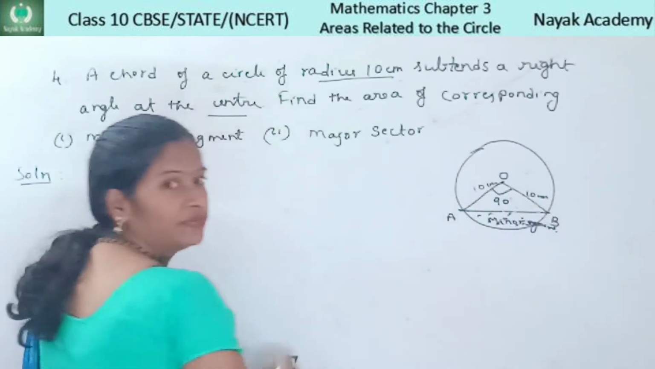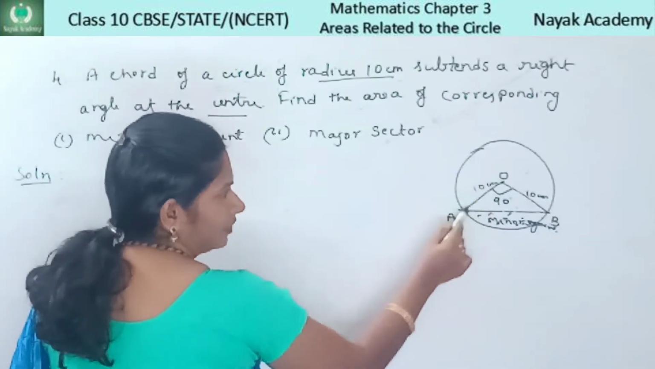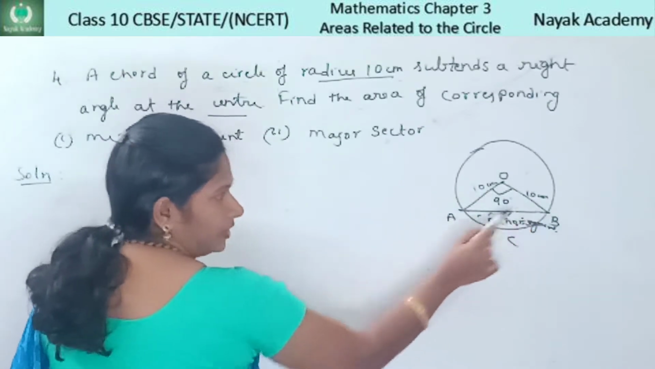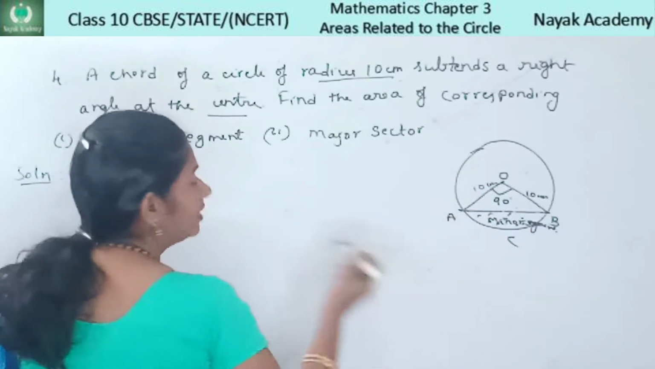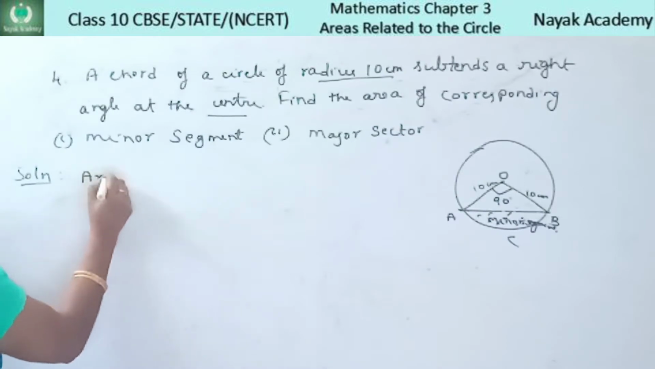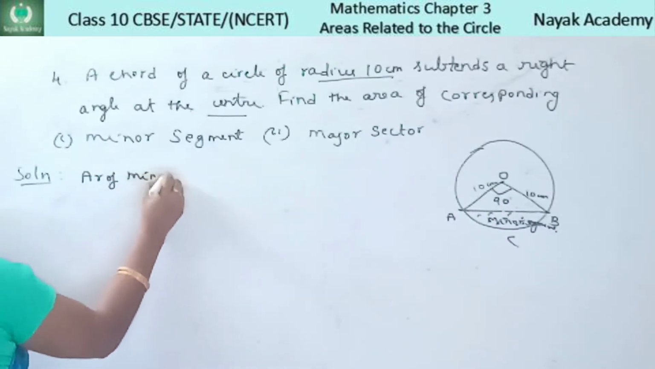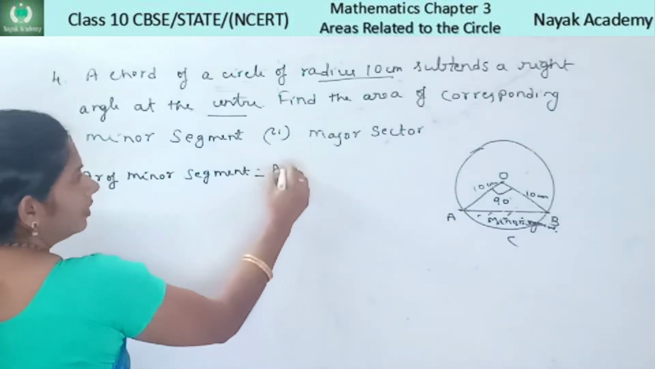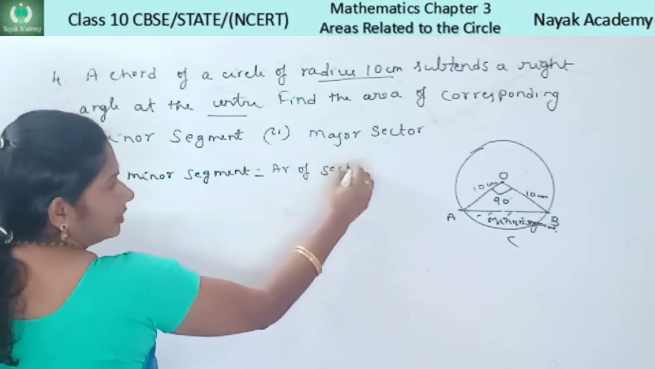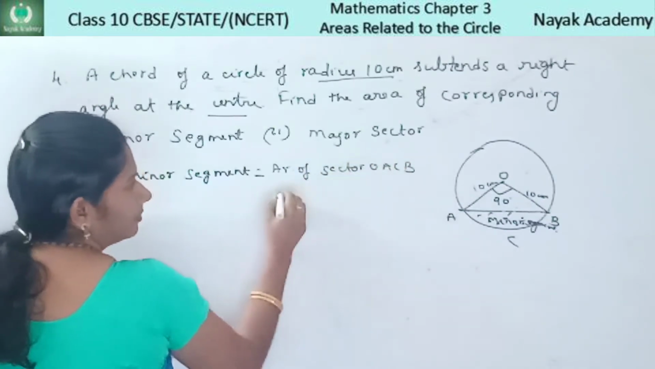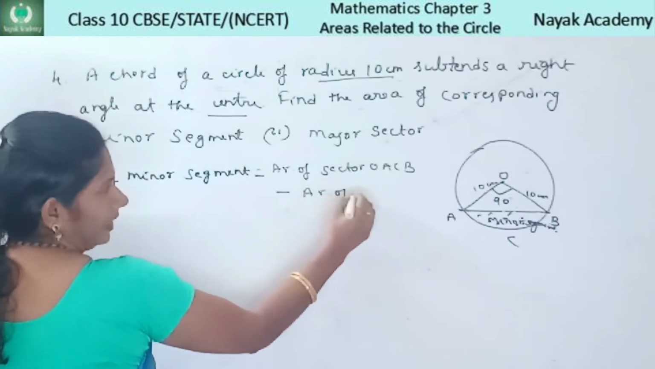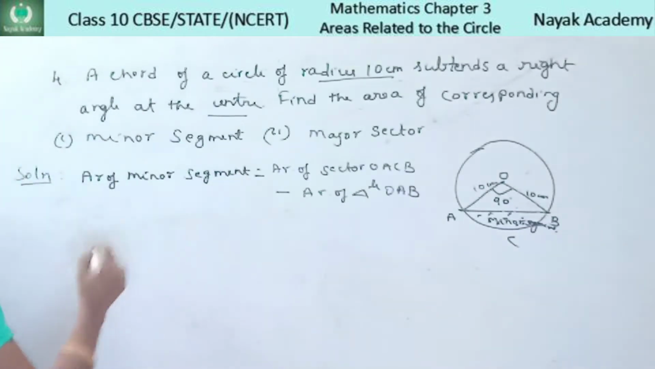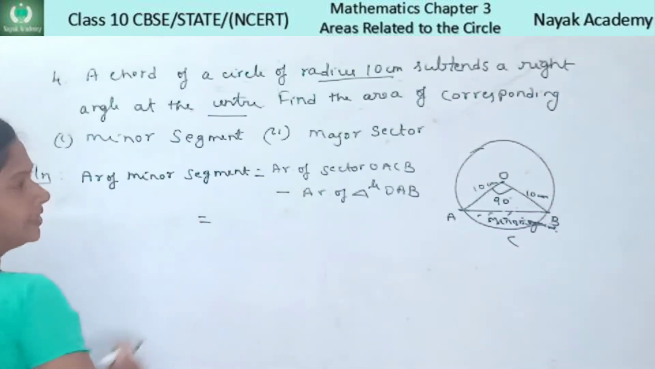How will you find the area of the minor segment? Area of the sector OACB minus area of the triangle OAB, you will get the area of the minor segment. Let me write here. Area of minor segment equal to area of sector OACB minus area of triangle OAB. So let us find the area of the sector OACB.